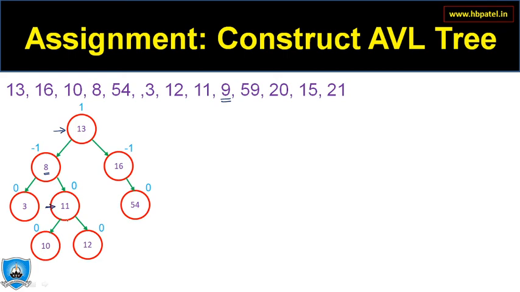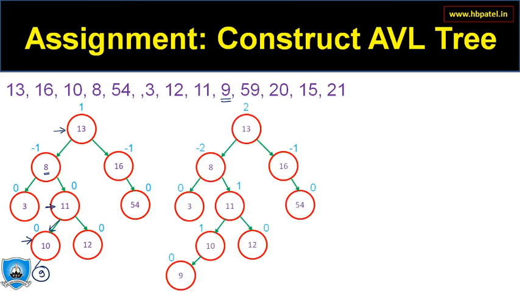Now it's less than 11, so it should go on the left hand side, and again less than 10, so it should go over here. 9 should go over here. So you can see that 9 is over here. And now I have some problem over here regarding my balance factor. So now I need to work out this particular thing first. If this is resolved, this will automatically be resolved.